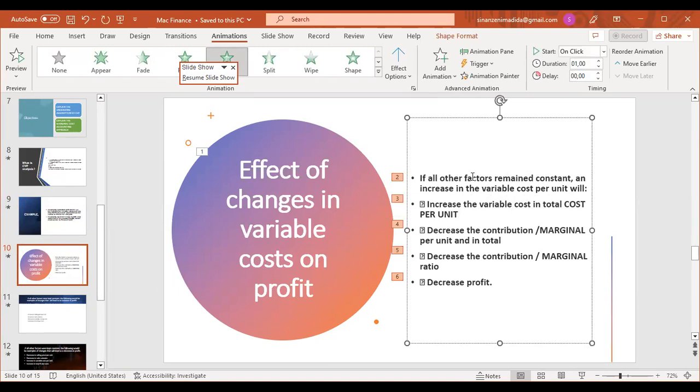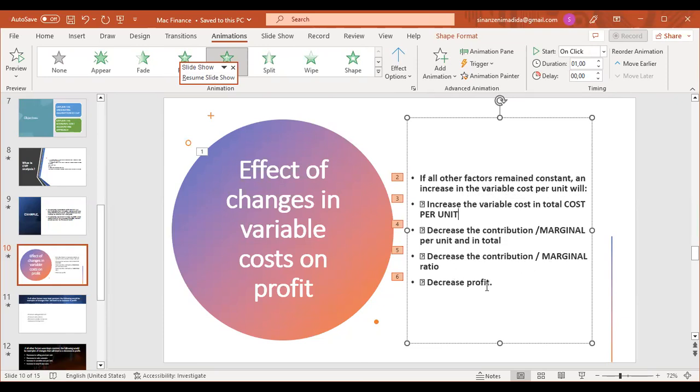Then if we said all other factors remain constant, an increase in variable cost per unit, what will it do? It will decrease the contribution or the marginal income per unit and in total. That's if we are increasing our variable cost. Our costs are going high, then our contribution will also be affected, is decreasing. What is going to happen again? We decrease the contribution or the marginal ratio.